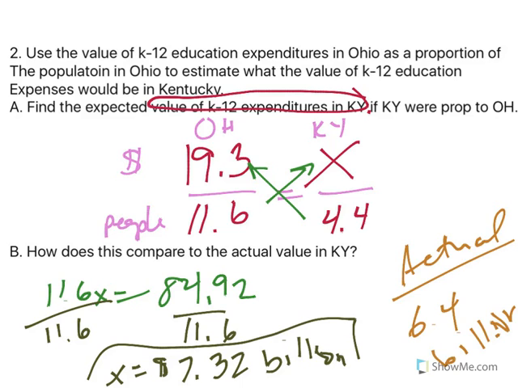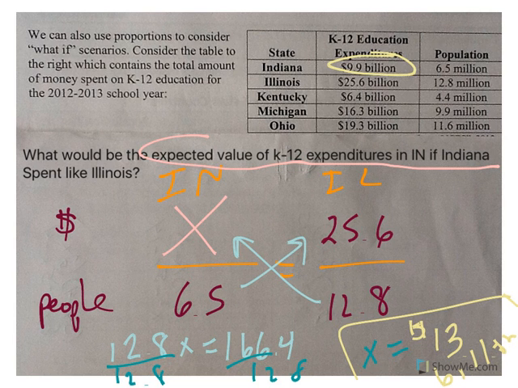So if Kentucky was like Ohio, they would have spent about just shy of $1 billion, about $0.92 billion more is what they would have spent if they were spending like Ohio. Instead, they saved themselves nearly $1 billion by making their own decisions. All right, so even if you have all of the information, as we do in this table, you can still play the what if game and work through some proportions that way.